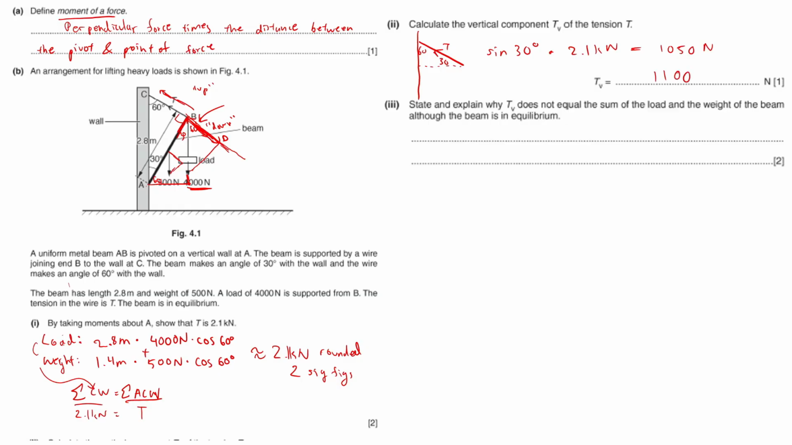State and explain why TV does not equal the sum of the load and the weight of the beam, although the beam is in equilibrium. It's mainly because the wall exerts a force on the beam also, which added to TV is equal to the load plus the weight of the beam.